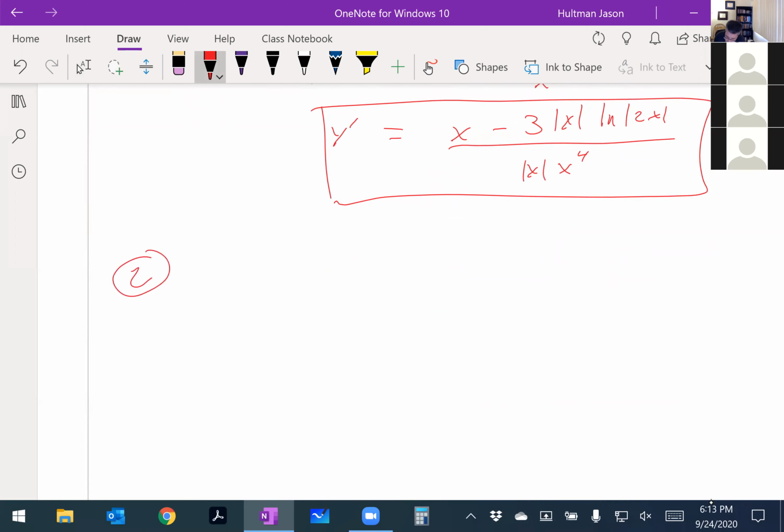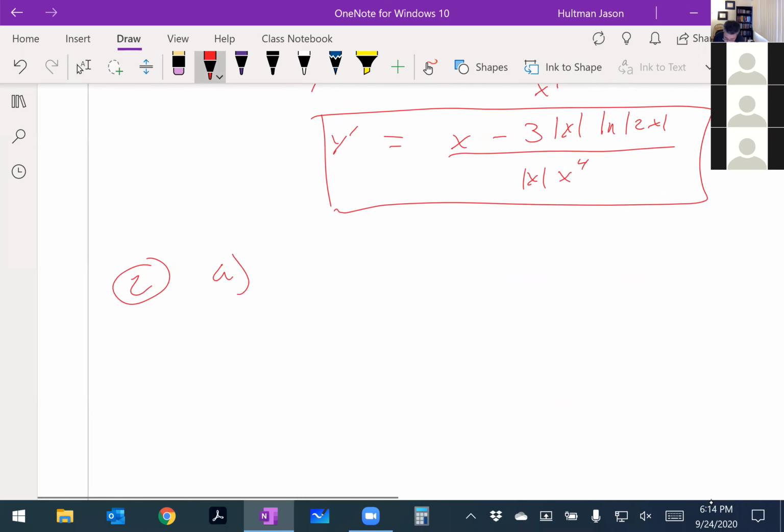Okay, number 2, A. y equals the natural log of 3x. This is practicing the chain rule. The derivative of natural log of 3x is 1 over whatever's inside here, 1 over 3x, times the derivative of 3x, which is 3. So this becomes 3 over 3x, which is 1 over x, which is kind of interesting.